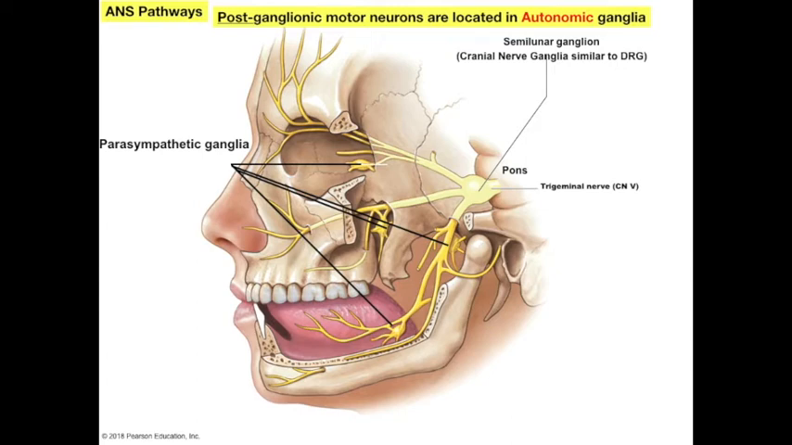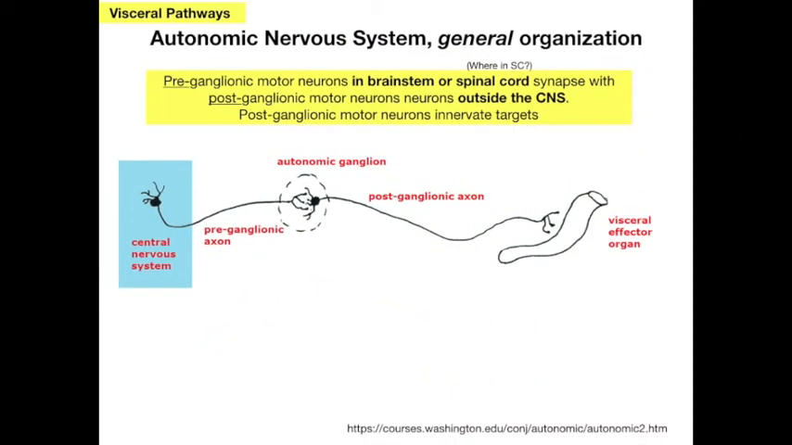So these constitute the second set of ganglia we have encountered, the other one being the dorsal root ganglia, or similar groups of ganglia in the cranial nerves. So this is your general organization of the autonomic nervous system. A centrally located neuron in the brainstem or spinal cord sending its pre-ganglionic axons out to synapse with a post-ganglionic neuron within an autonomic ganglia. The post-ganglionic axon then relays that message to the visceral effector organ, whatever that may be.